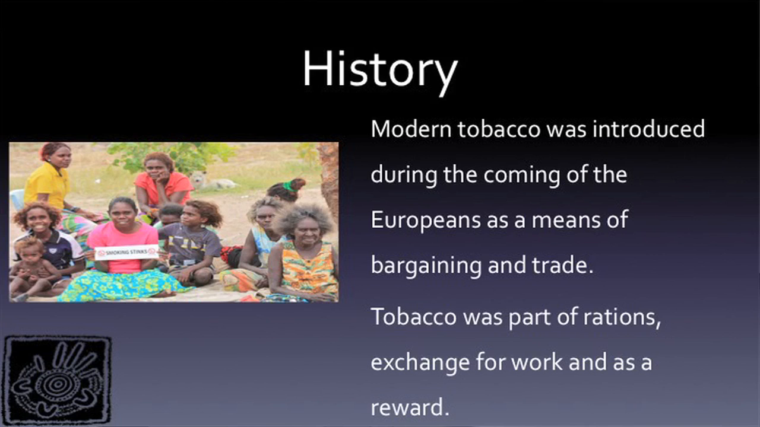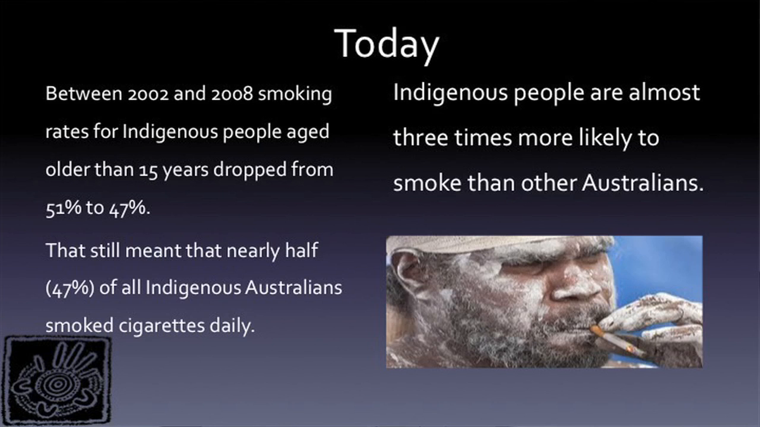And modern tobacco was introduced here when the white fellas came as a way of bargaining and trade. And as I said before, it was very much a part of rations. And you can see this young lady holding up a picture, and it says here, "Smoking stinks." And once you get community women starting to say that sort of thing, you know action's going to happen, because they're the ones that really have the control and power. We know that smoking in young people has gone down a tiny bit, but nearly half of all Aboriginal Australians today smoke, and that's just way too many.